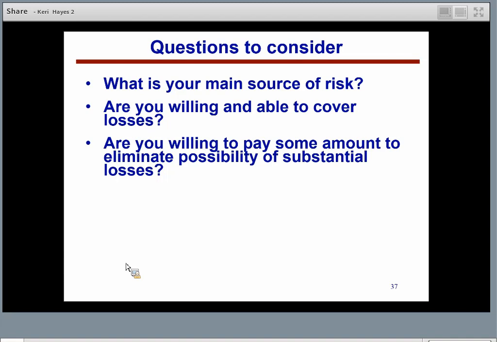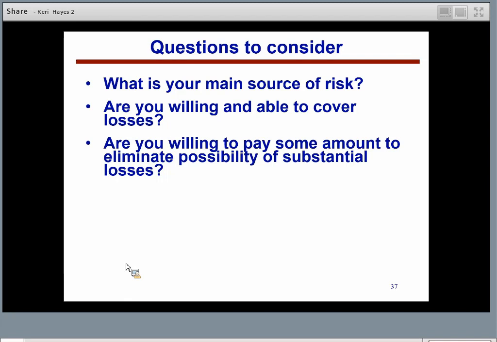There might be some risks where you'd say, well, that's a small element of risk. I can cover that, like that $2,000 payment on the auto policy. I don't want to pay extra money to cover that. Are you willing to pay some amount to eliminate the possibility of those big losses? Think about the same reason you buy insurance in other areas of your life. Am I willing to pay some amount of money in order to offset those losses?